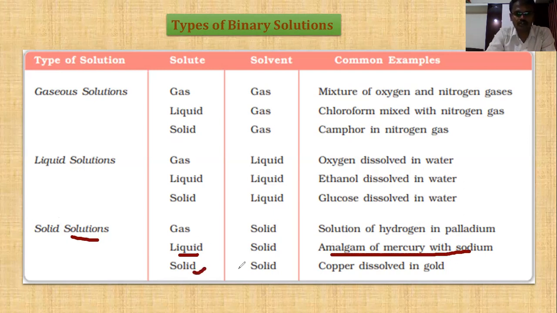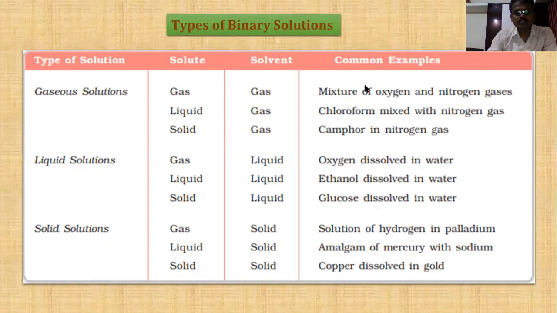Solid solution containing solid as a solute, for example alloys: copper dissolved in gold, zinc dissolved in copper, brass alloy, bronze alloy, German silver. They are all examples for solid solutions containing solid solute and solid solvent. The one which is present in larger quantity will be called the solvent. The one which is present in lesser quantity will be called the solute. So this is about different types of binary solutions.